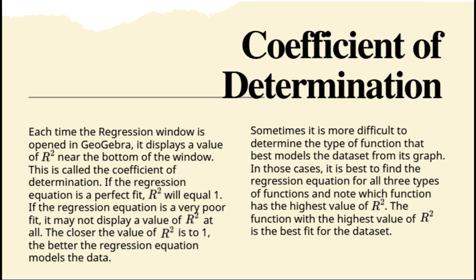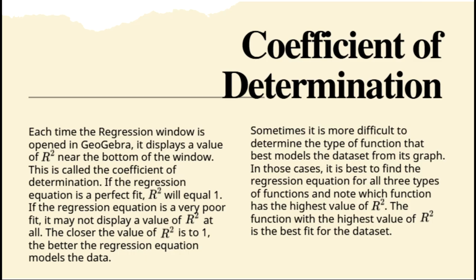So each time the regression window is opened in GeoGebra, it displays a value of r squared near the bottom of the window. This is called the coefficient of determination. If the regression equation is a perfect fit, r squared will equal 1. So we want it to be 1, okay? If the regression equation is a very poor fit, it may not display a value of r squared at all. The closer the value of r squared is to 1, the better the regression equation models the data.